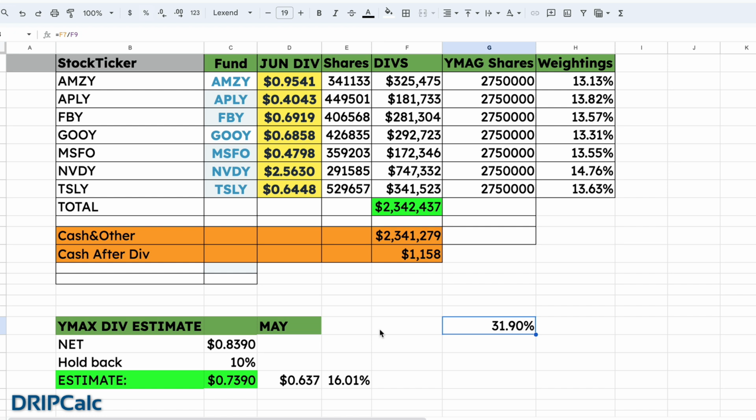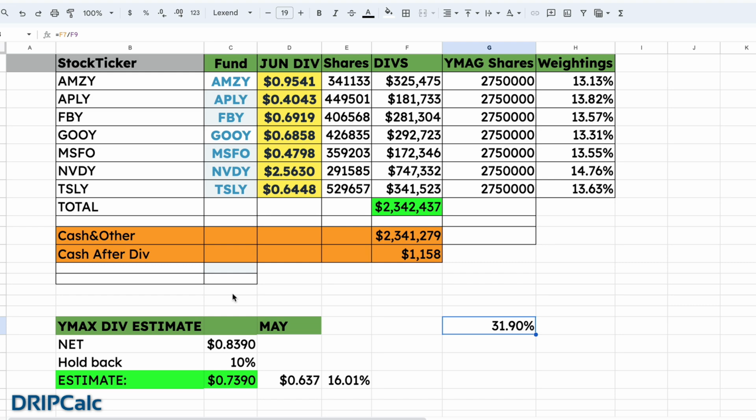So just one fund brought in 31.9% of the total dividend income for this fund of funds. All the other slackers, 6 funds, brought in 68.1%. So 68% between 6 funds, and Nvidia is the GOAT. They are picking up the slack, and MSFO is all the way at the bottom of the barrel. Apple also kind of meh.